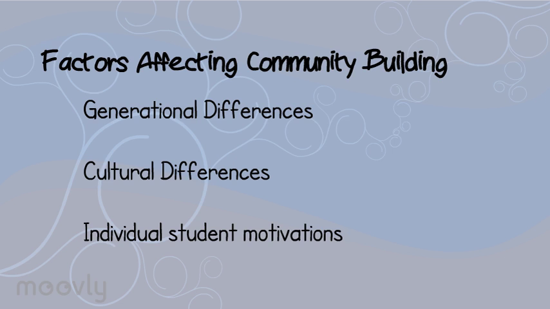There are many outside factors affecting community building, some of which are generational differences, cultural differences, or individual student motivations. In her presentation on Boomers, Gen Xers, and Millennials, Oblinger describes many online students as non-traditional, meaning they have one or more of the following characteristics.